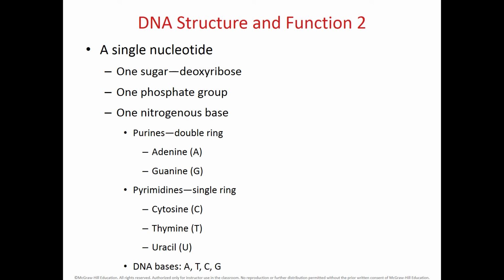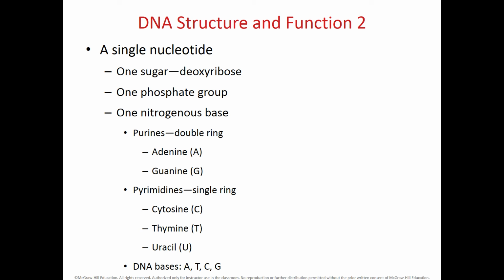So the name of the sugar for DNA is deoxyribose. So it's a ribose sugar, but it lacks an oxygen. That's why it's called deoxyribose. And then to one of the ends of the deoxyribose sugar, we have a phosphate group attached, and then we have this nitrogenous base that can be a purine if it has a double ring, or it can be a pyrimidine if it has a single ring.